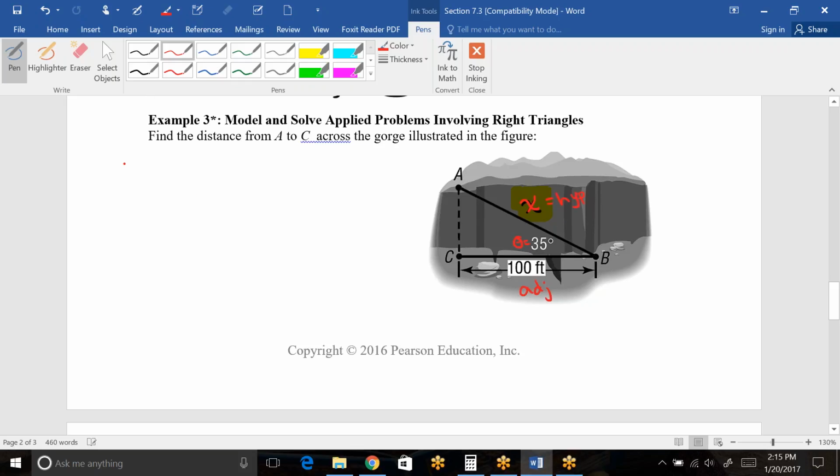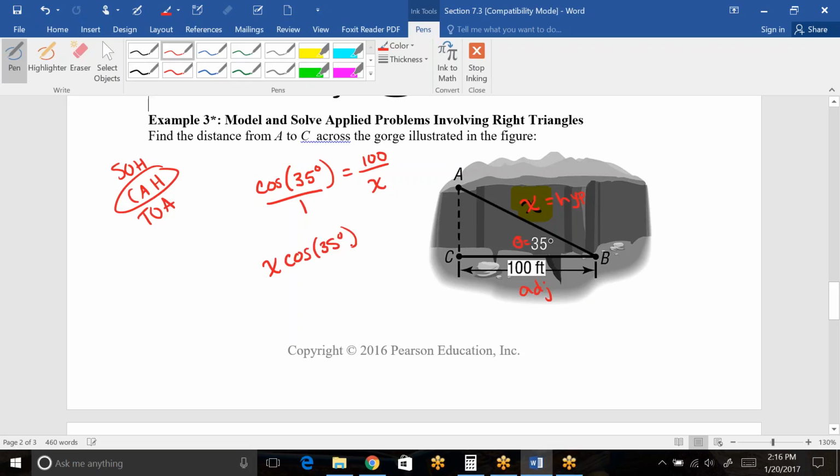So I'm going to think, using SOHCAHTOA, which one uses adjacent and hypotenuse, and it is cosine. So cosine of my angle, 35 degrees, equals the adjacent, which is 100, over the hypotenuse x. Now you can think of this as being over 1, so actually we're going to cross multiply. So I get x cosine of 35 degrees equals 100 times 1. And so to solve for x, I actually have to divide the cosine of 35 degrees over.